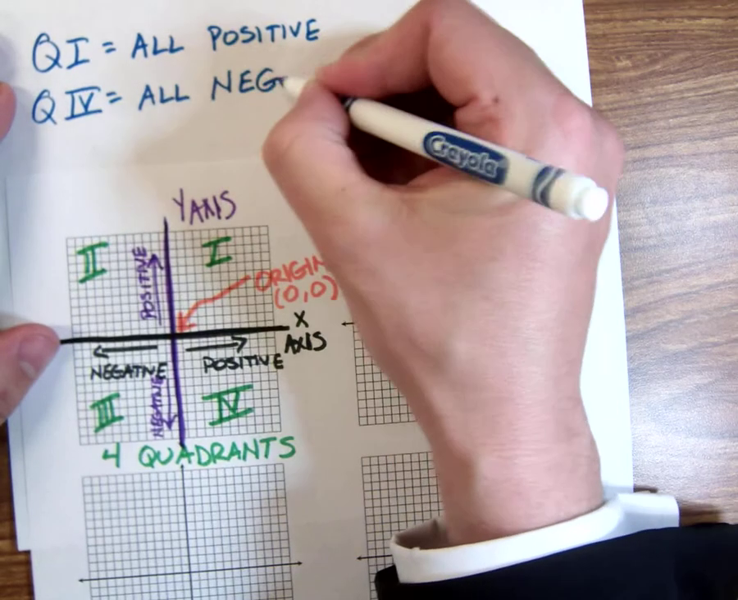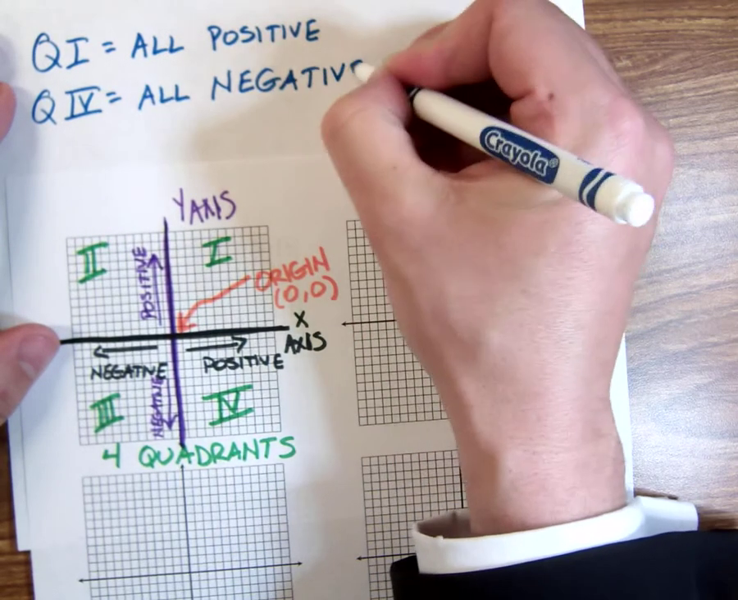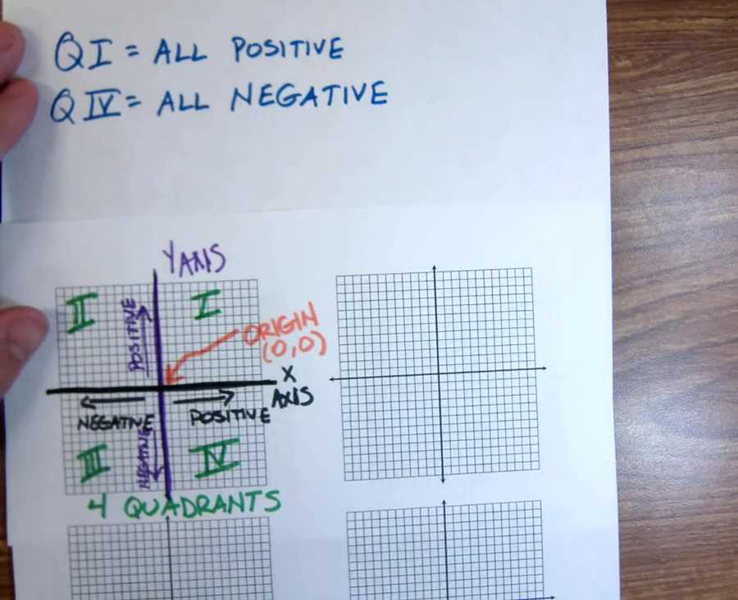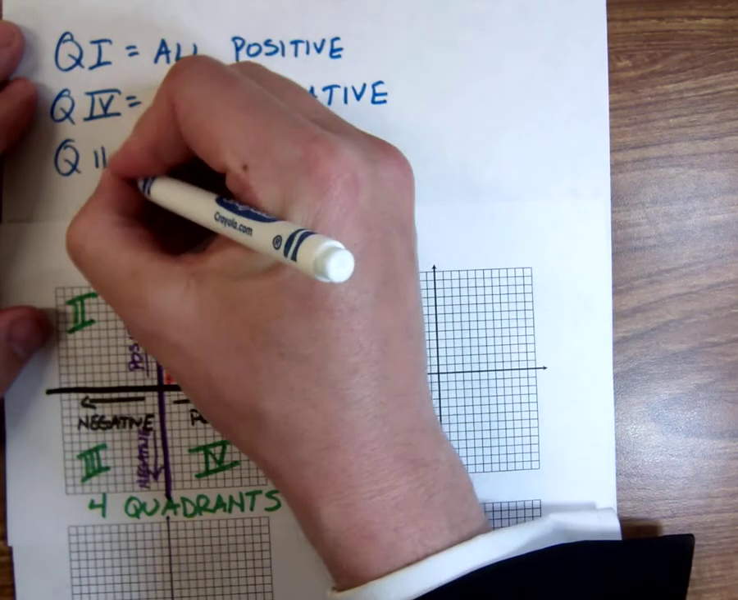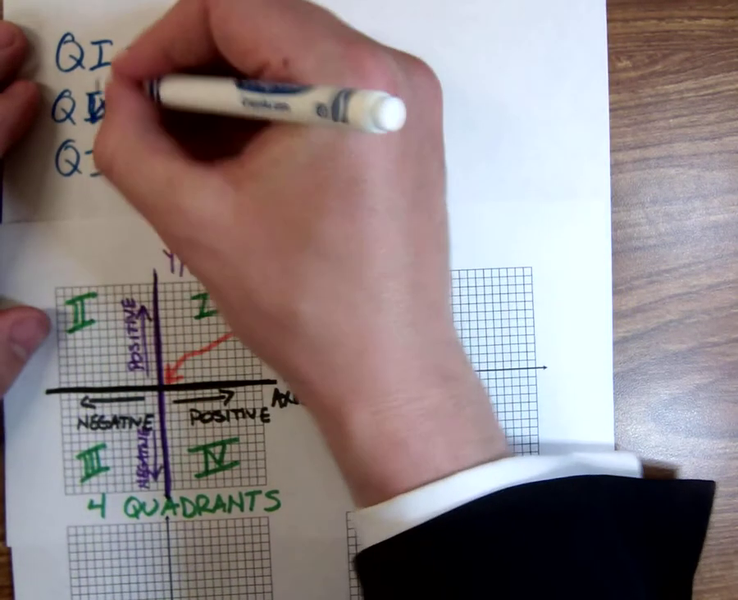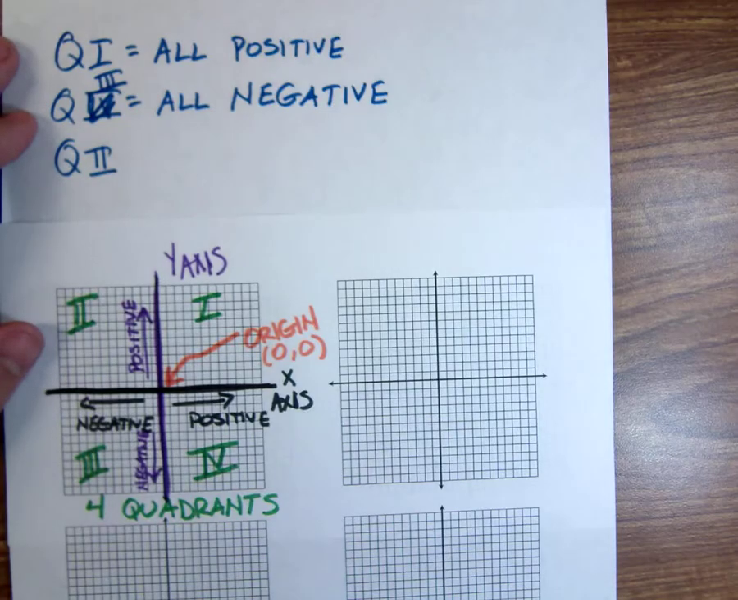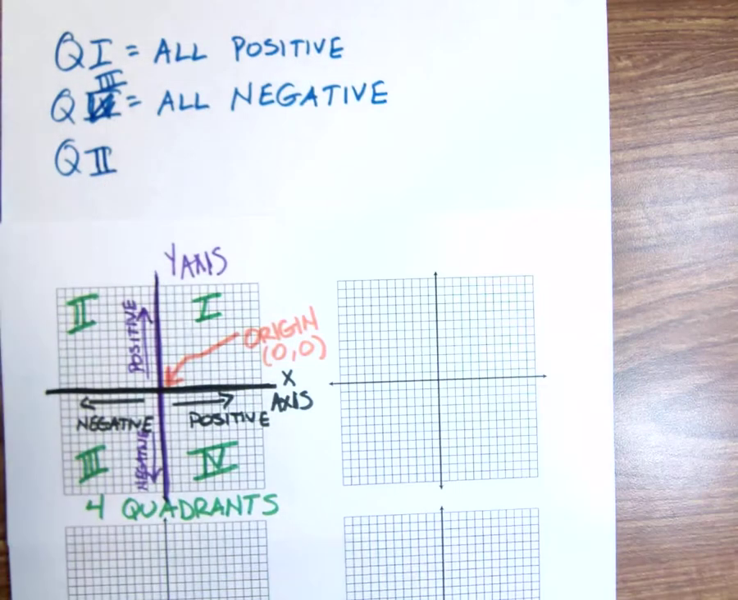Great. So the other two quadrants, that would be quadrant 2 and quadrant 3, have got a little bit of everything. You said quadrant 4 is all negatives? Oh, sorry, you're right, quadrant 3. All right, I got carried away. Quadrant 3, all negative. Quadrant 2 has got a little bit of everything.